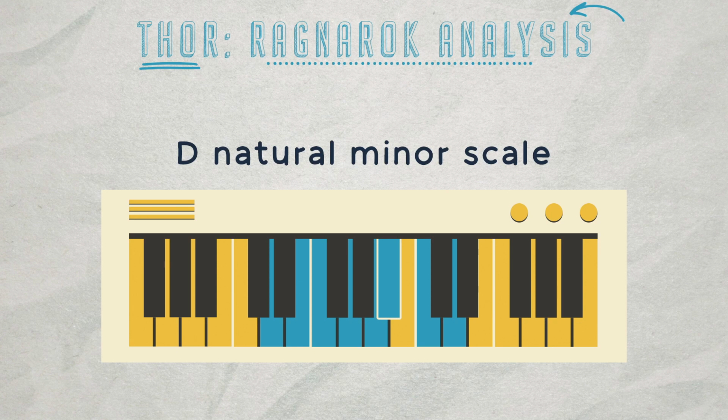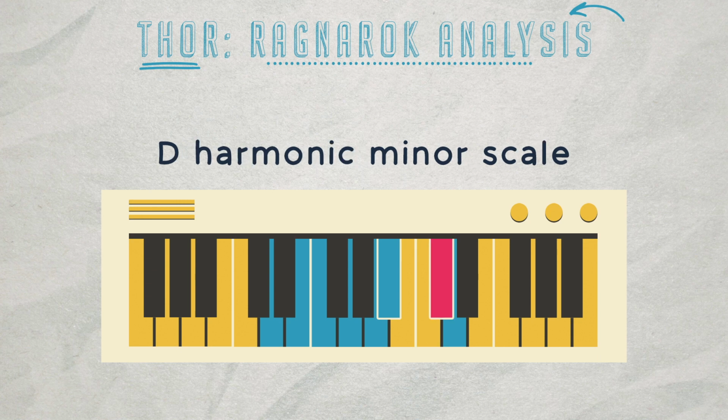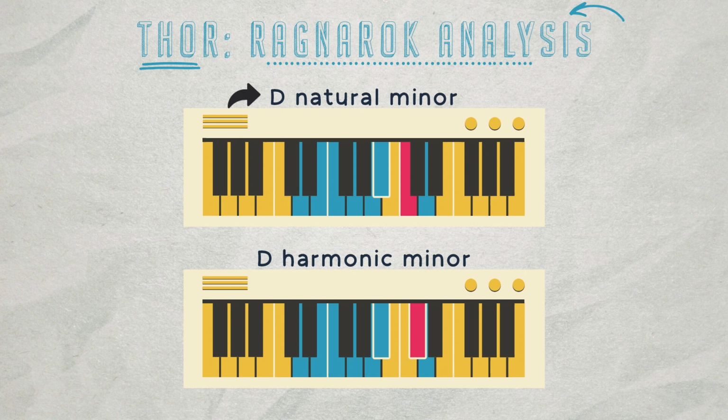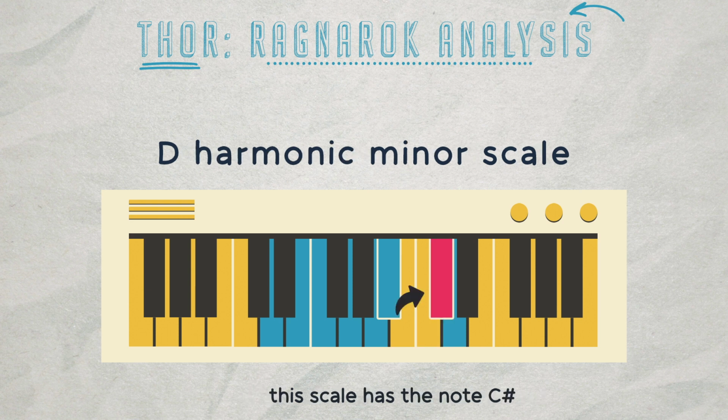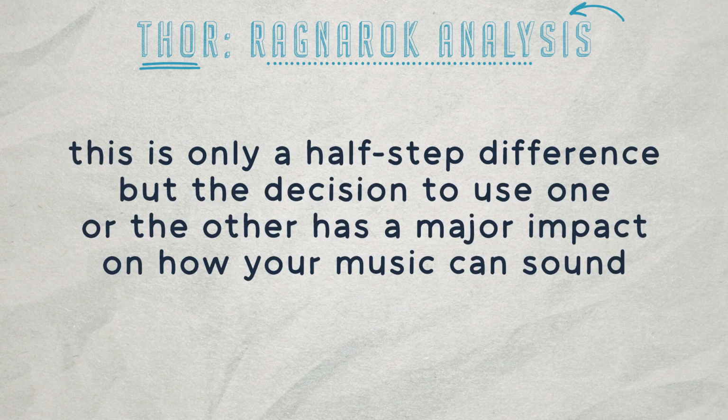And I want to focus on the note C natural. You may be familiar with the harmonic minor scale, which is where we get the dominant chord in a minor key. Natural minor and harmonic minor are incredibly similar scales with almost the exact same notes. The one difference is that natural minor has C natural and harmonic minor has C sharp. This is only a half step difference, but the decision to use one or the other has a major impact on how your music can sound.